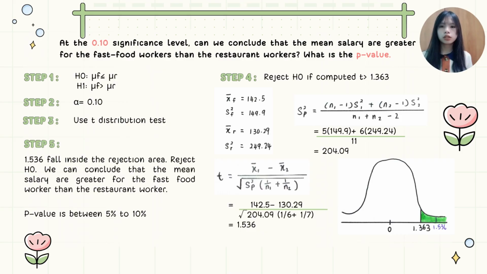We draw the bell-shaped graph and make the decision. 1.536 falls inside the rejection area, so we reject H0. We can conclude that the mean salary is greater for the fast food workers than the restaurant workers. We also know that the p-value is between 5% and 10%. You can see it in the table.